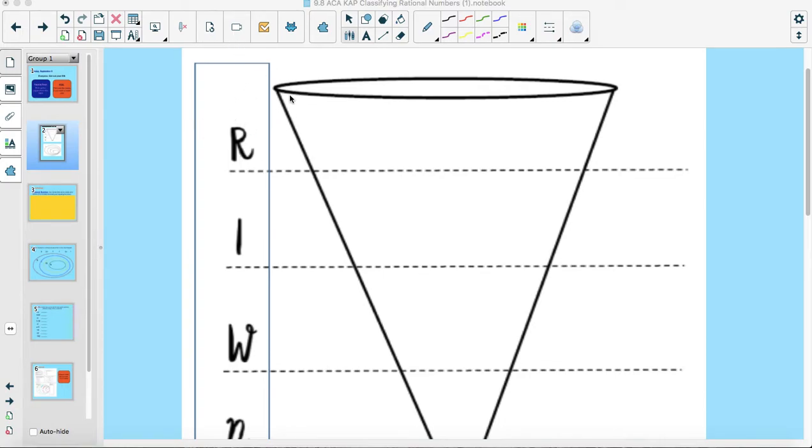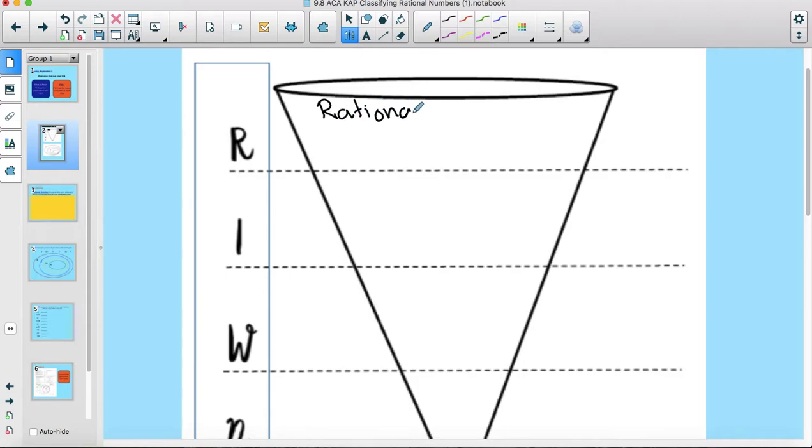So in this first part of this funnel, we have an R. The R stands for rational numbers. So rational numbers includes zero, positives, negatives, fractions, and decimals. If you need to make a note for yourself that I drew this 1/2 right here to represent all fractions and this dot to represent all decimals.